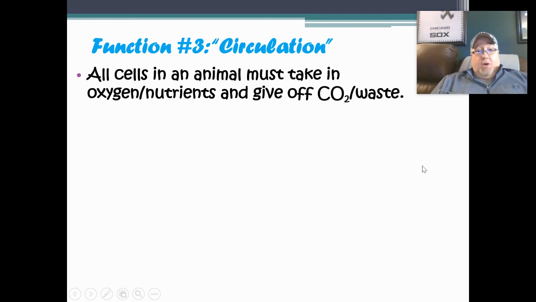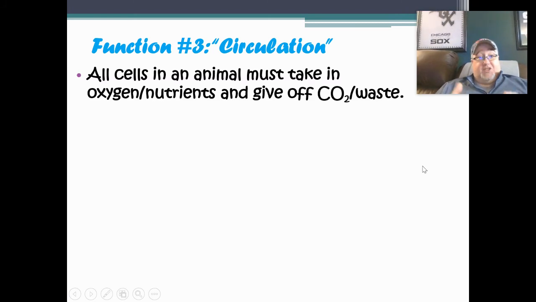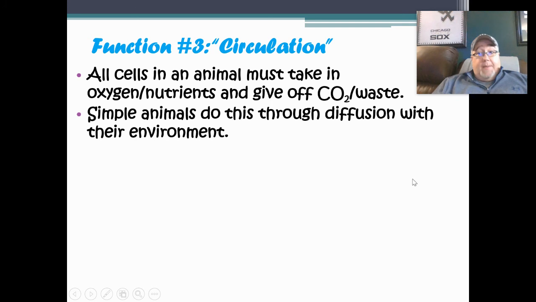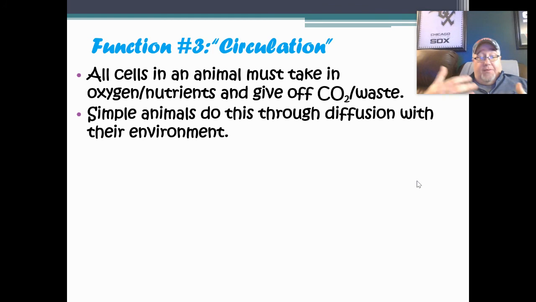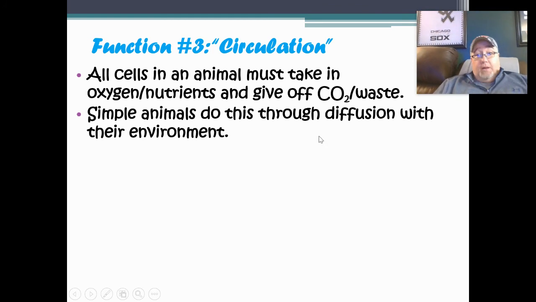Circulation. All animals have to have some way to carry nutrients and also oxygen throughout the body. Those are things that the blood does. Some animals don't have any blood at all, like a sponge or a jellyfish. They don't have any hearts. So you might think, how would they circulate nutrients around their body? Well, they just simply do it through diffusion.